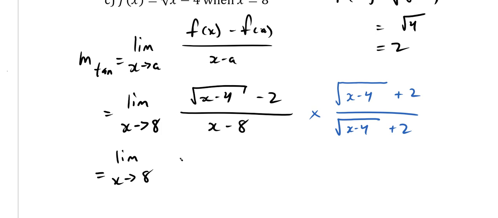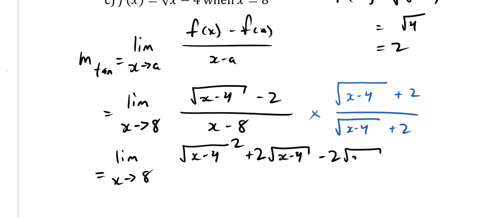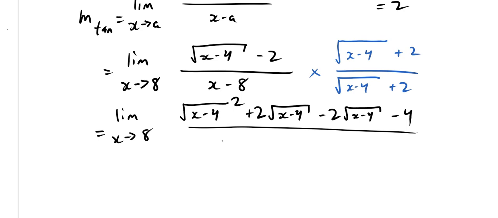So this is going to be the square root of x minus 4 all squared, plus 2 times the square root of x minus 4, minus 2 times the square root of x minus 4, minus 2 times 2, which is minus 4. And then on the bottom, I'm not going to expand anything. I'm going to leave it as x minus 8. Don't forget about the bottom. And I need a bracket here.